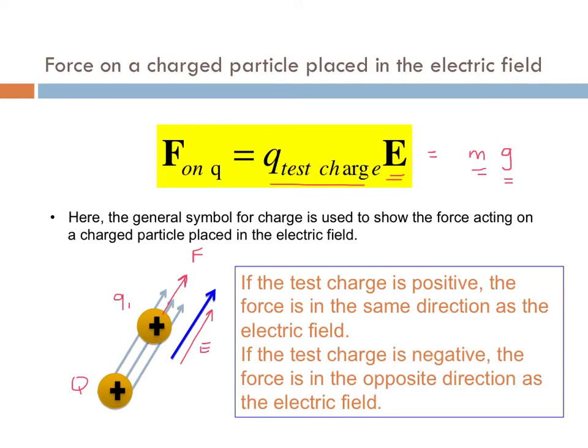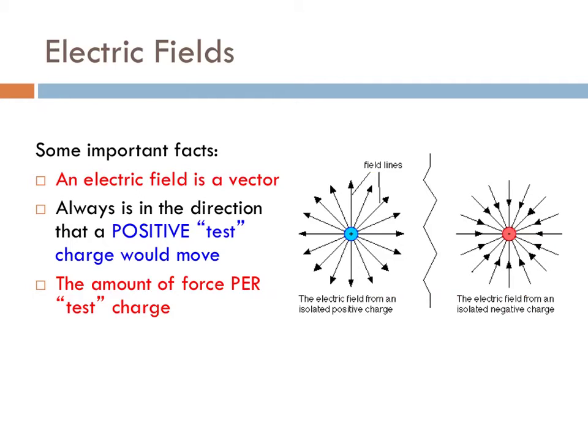If this test charge were negative, then we know that it would have an attractive force. So the force and the electric field will no longer be in the same direction. Now remember that an electric field is a vector. It's always in the direction that a positive test charge would move. That's why positive charges have electric fields that go away from the object, from the source, and negative charges have electric field lines that go towards it.